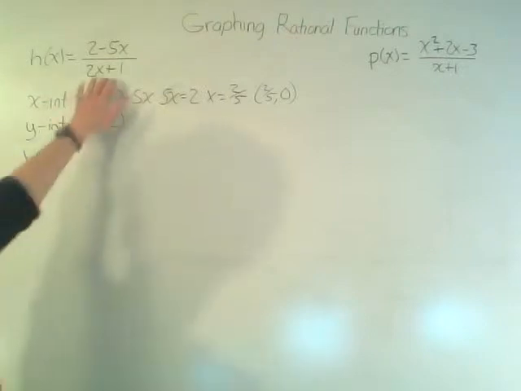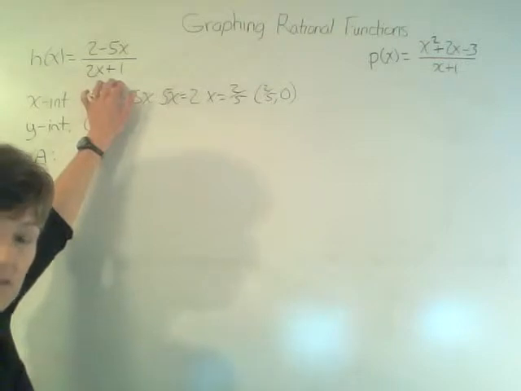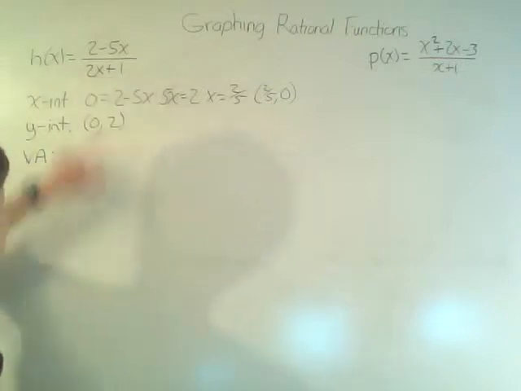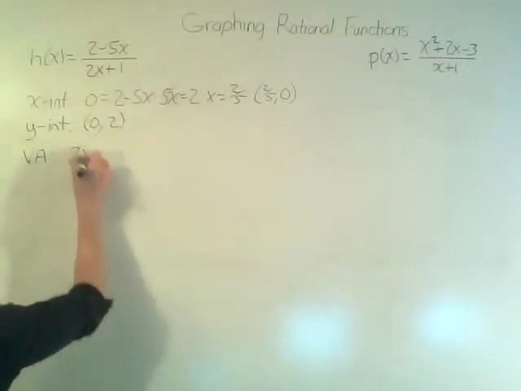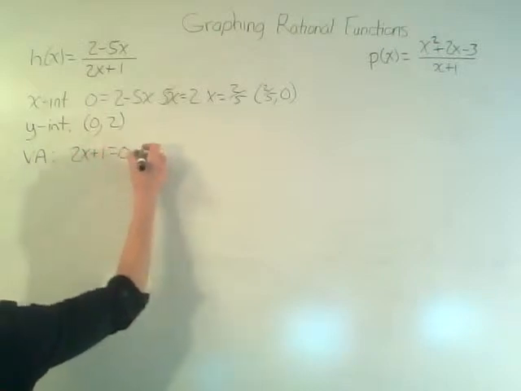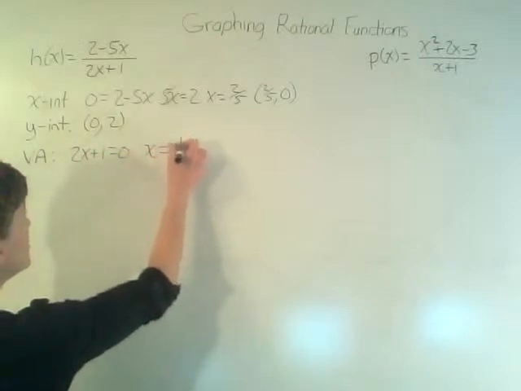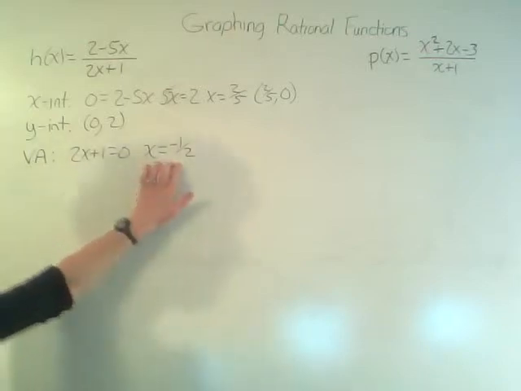My vertical asymptote always comes from the denominator. It's what makes the denominator equal to 0. Here, if I said 2x plus 1 equal to 0, then I get x is equal to -1/2. So this is my vertical asymptote.